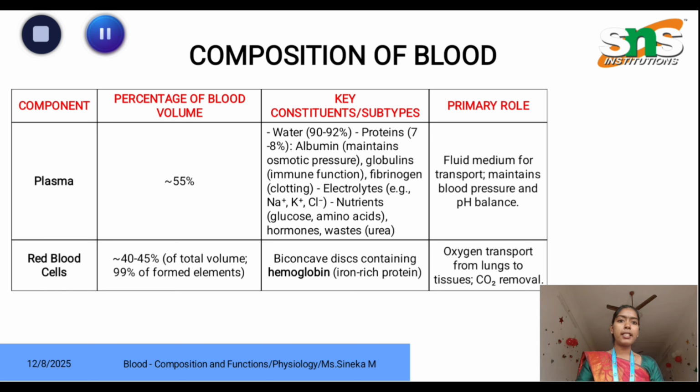Next one is red blood cells, 40 to 45% of total formed elements. It is a biconcave disc containing hemoglobin. The major role of hemoglobin is to transport oxygen from the lungs to the tissues and carbon dioxide removal from the tissues to the lungs. It carries oxygen from the lungs to the overall body tissues and also removes carbon dioxide from the tissues to the lungs. Then we expel the carbon dioxide via the expiration process, and we take in the oxygen via the inspiration process.